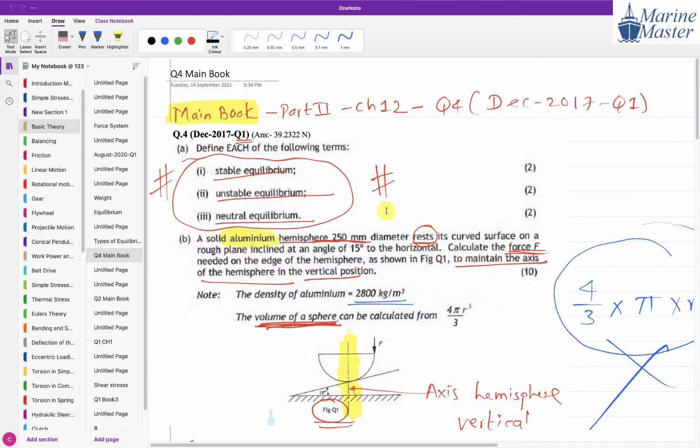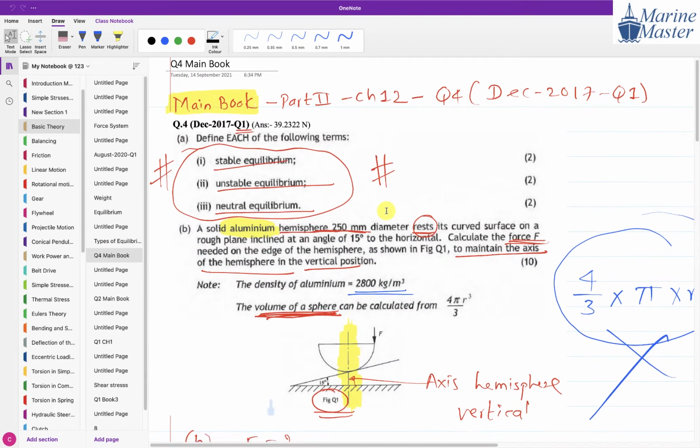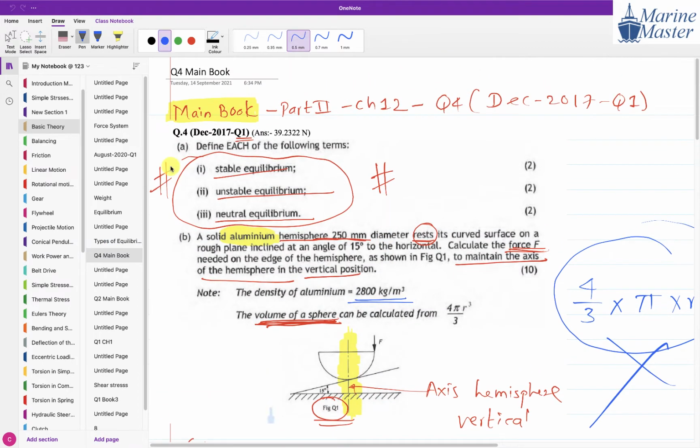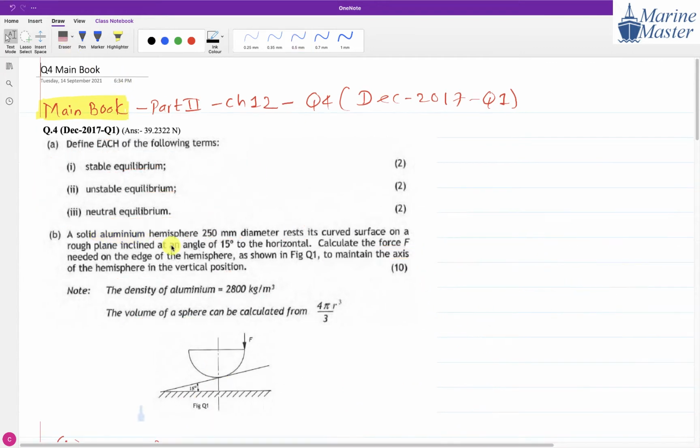We are going to see one important numerical now. Take out the main book. In the main book, go to part 2, chapter 12, question 4. It is the December 2017 exam question 1. So now start reading this question.